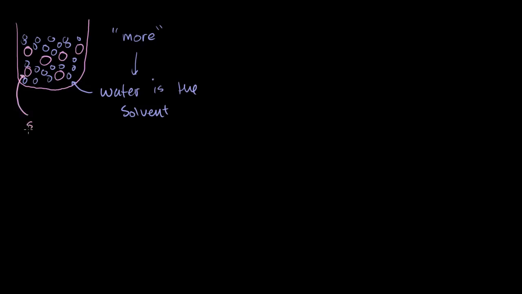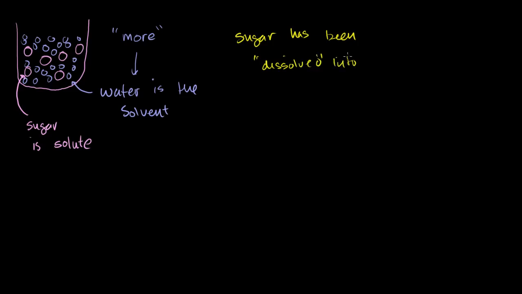This is the solute. So the sugar, it doesn't have to be sugar. It could be any molecule that there's less of than the water in this case. Sugar is the solute. And we say that the sugar has been dissolved into the water. And this whole thing right here, the combination of the water and the sugar molecules, we call a solution.